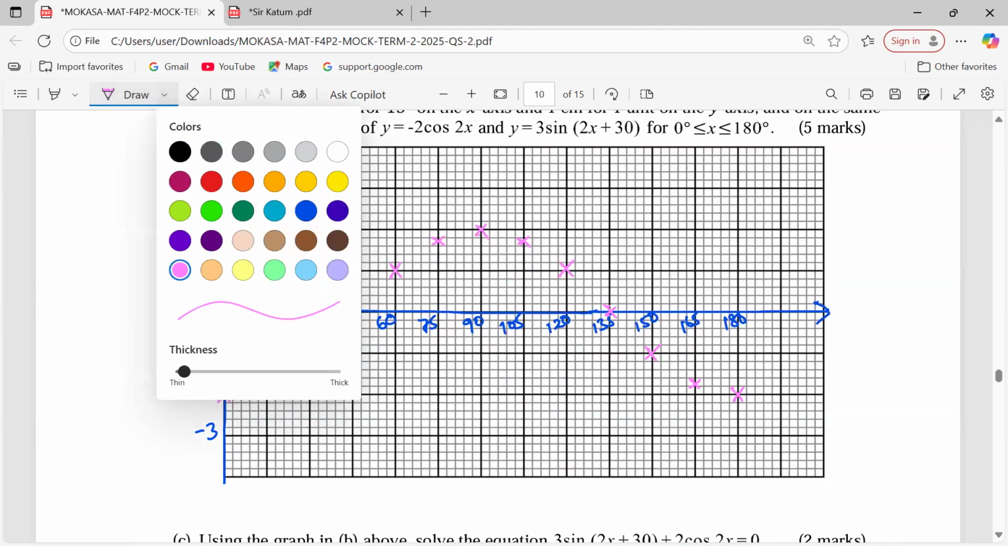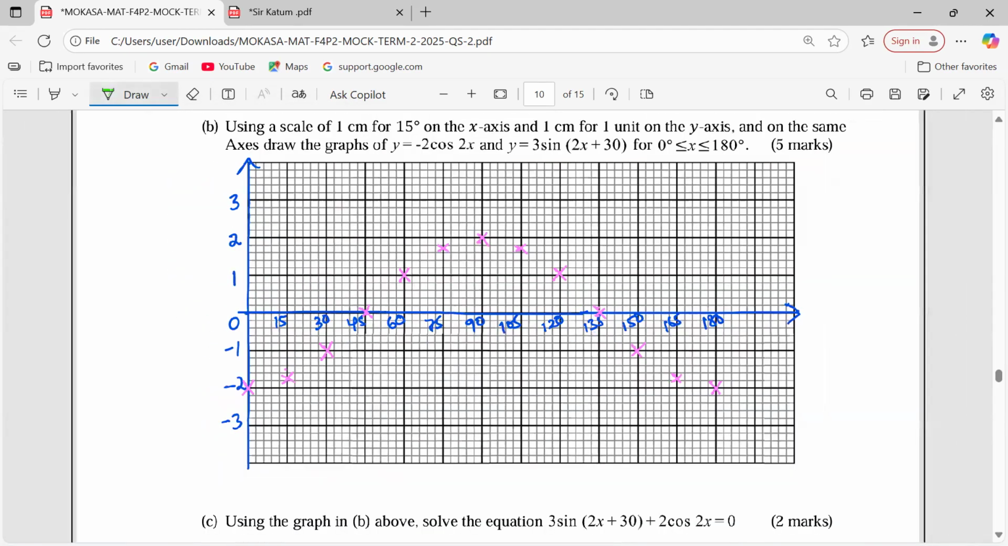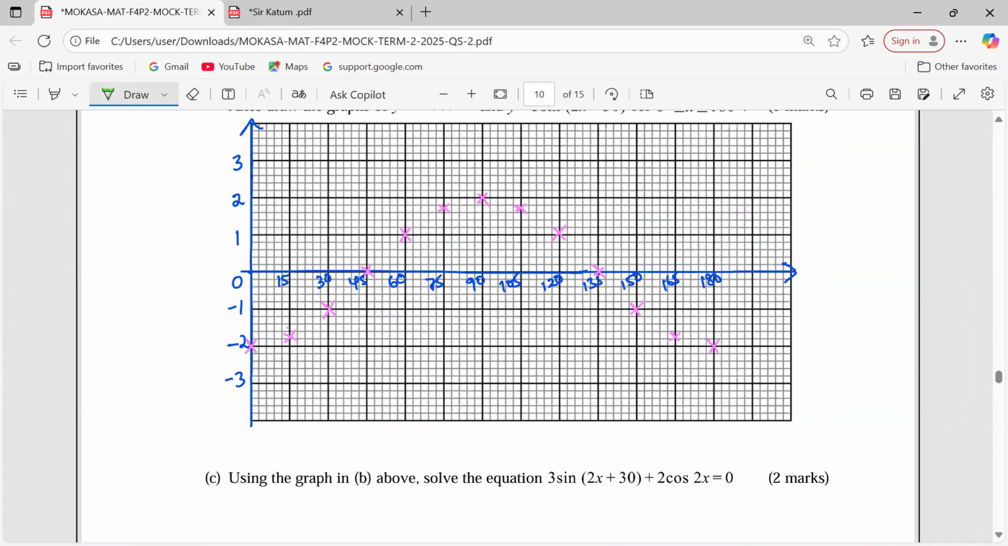We can join them to come up with the graph. So now we join using a very smooth curve. It's my hope that you can see how the curve is curving. You can see the smooth curve.